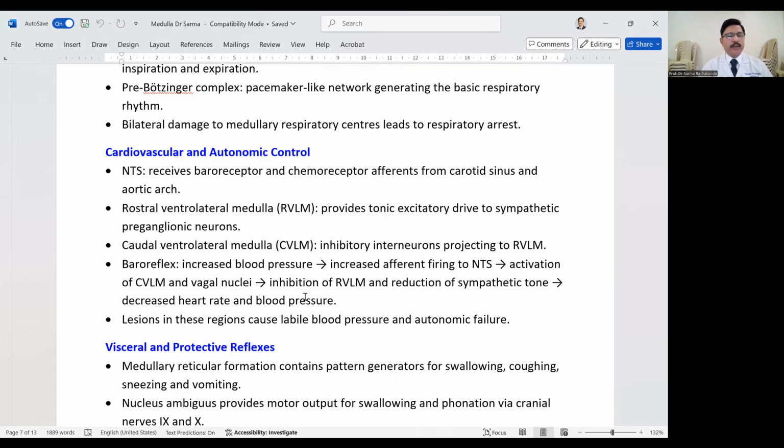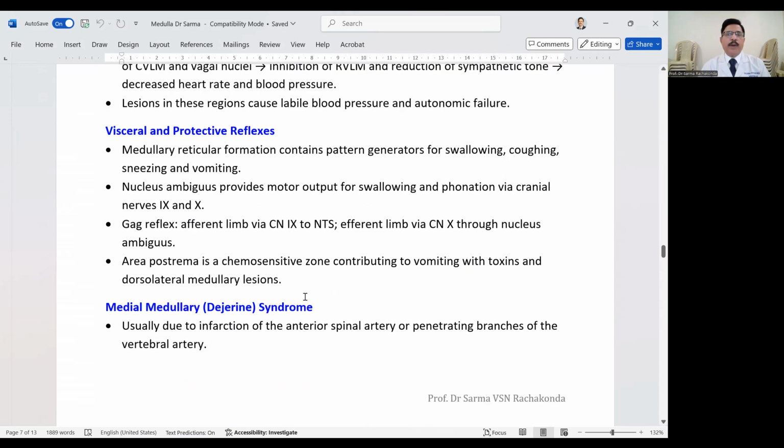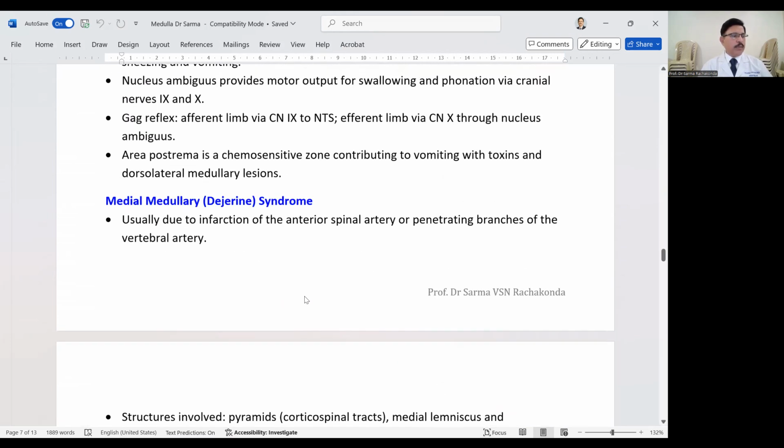Visceral and protective reflexes. Medullary reticular formation contains pattern generators for swallowing, coughing, sneezing, and vomiting. Nucleus ambiguus provides motor input for swallowing and phonation. For the gag reflex, the afferent limb is through the ninth nerve to the NTS, and the efferent is through the 10th nerve. Area postrema is a chemosensitive zone contributing to vomiting with toxins and dorsolateral medullary lesions. Chemoreceptor trigger zone. Then you have medial medullary syndrome.